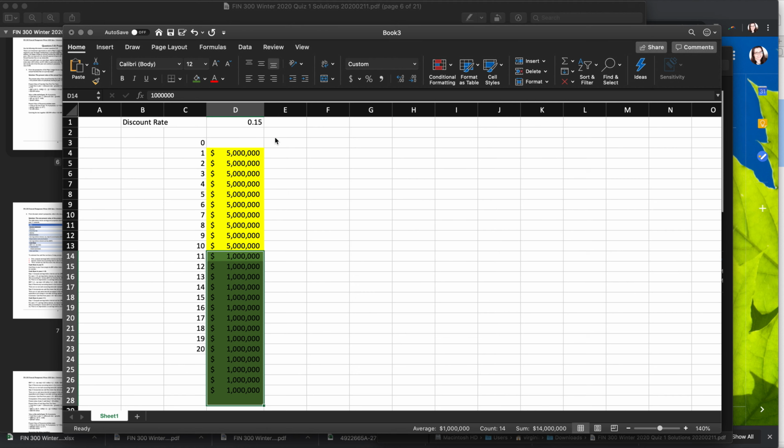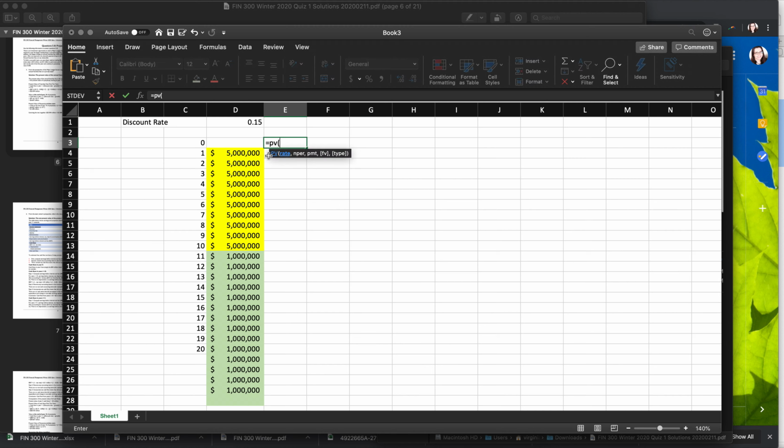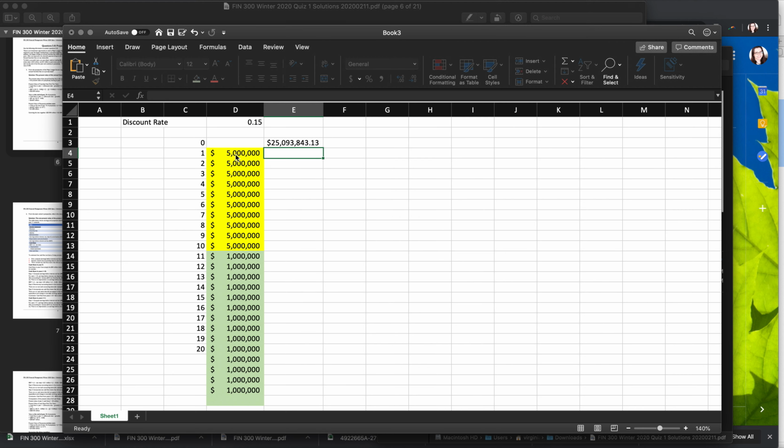And the way that we value the annuity is the value of the annuity is going to be that formula, C over R, all of those things, but you can also do equals PV in Excel. Your rate is 15%. Your number of periods is 10, and your payment, remember you have to put a minus because Excel is weird, is negative 5,000. That is the present value if you're standing at time 0.